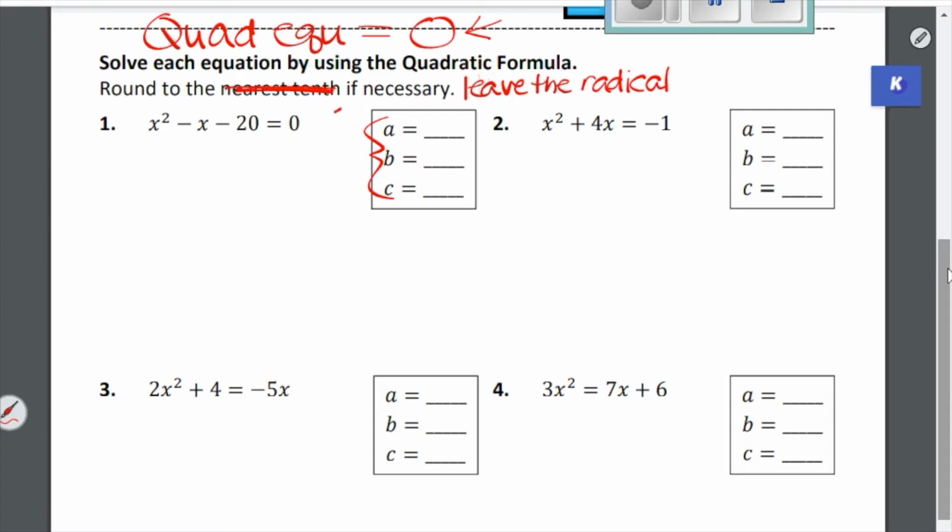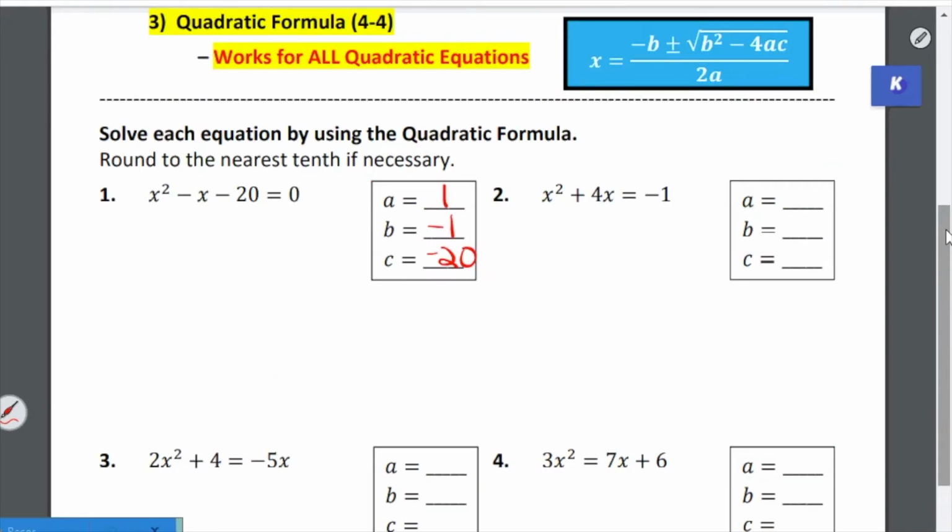So number 1 equals 0. Check. We're good. Identify our A. Well, in this case, our A is 1. Our B is -1. And our C is -20. It's very, very important that you get the correct signs. And yes, you may be able to see that that can be factored.